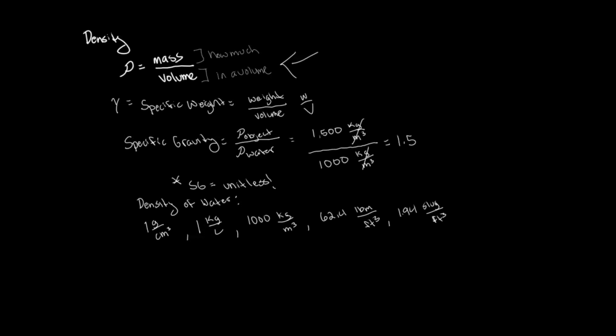So if you have a specific gravity and you have a density of water, you can then multiply both sides by the density of water, and what you're left with is the density of your object is equal to the specific gravity times the density of water. And the same goes with density itself. And we're going to do an example at the end of this lecture.